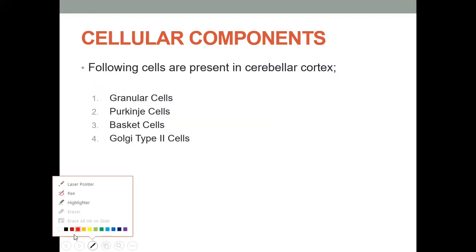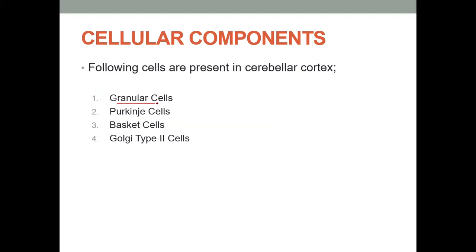There are four types of cells that you can find in the cerebellum: the granular cell, Purkinje cell, basket cell, and Golgi type 2 cells. Out of these four, two cells are the major components of the cellular aspect of the cerebellum. That's why the layers that we write are named after them. The granular layer is made up mainly of granular cells. One layer is where Purkinje cells are most abundant, so we call it the Purkinje cell layer. Compared to them, basket cells and Golgi type 2 cells are scattered all over, usually present within all these layers, and you can consider them minor cells.